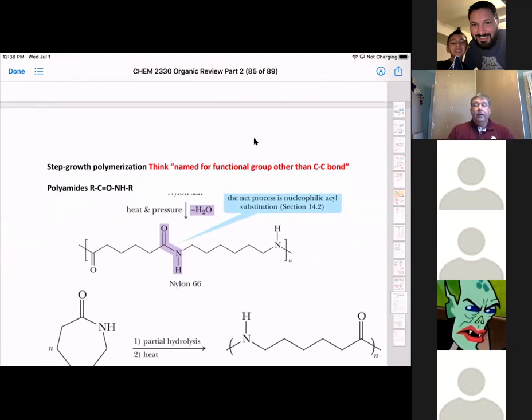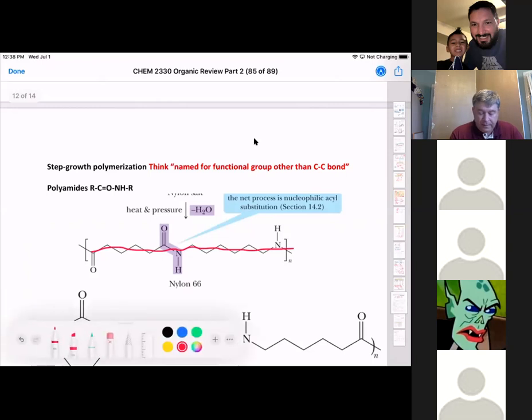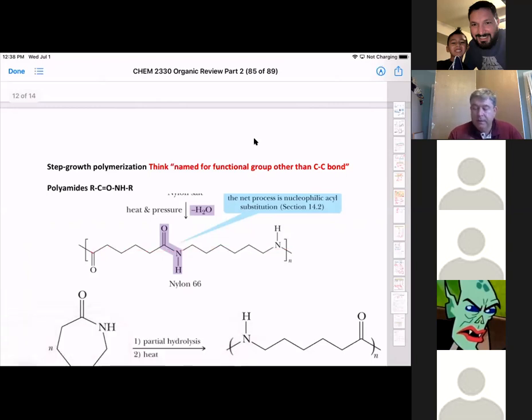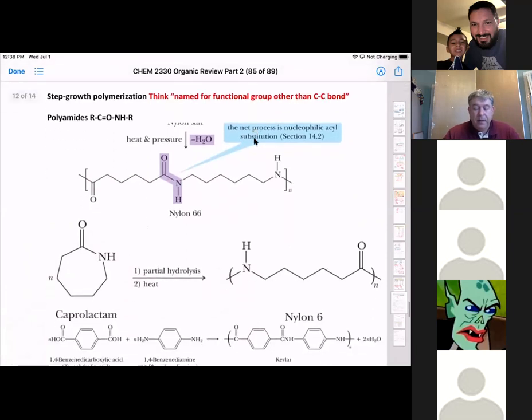So think about it. Polyamide is named for the amide functionality. A polyester is named for the ester functionality. So if there's an atom other than carbon in that main chain, the long portion of the polymer here, it's probably a step growth polymer. I still have not found one like that. So if we have an amide functionality in our chain, we have a polyamide.